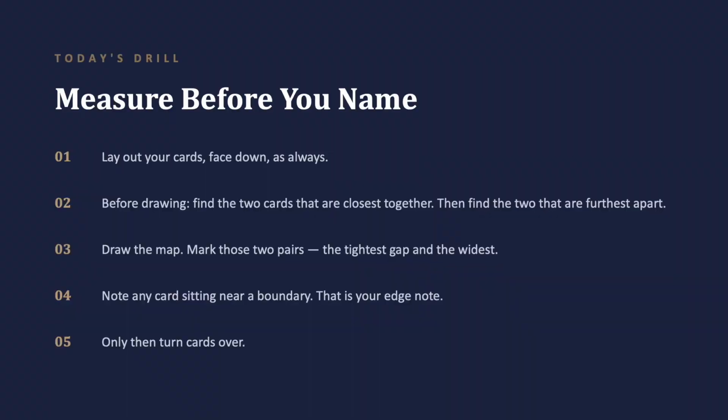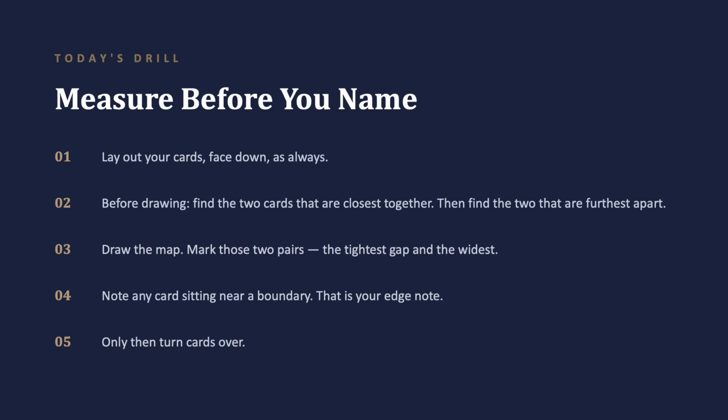Here is your drill for today. 5 moves. It sits inside the log you already have. It does not add a step. It directs your attention inside step 3. 1. Lay out your cards face down. Exactly as always. Nothing changes about the somatic filter or the touch log. Do those first as written.